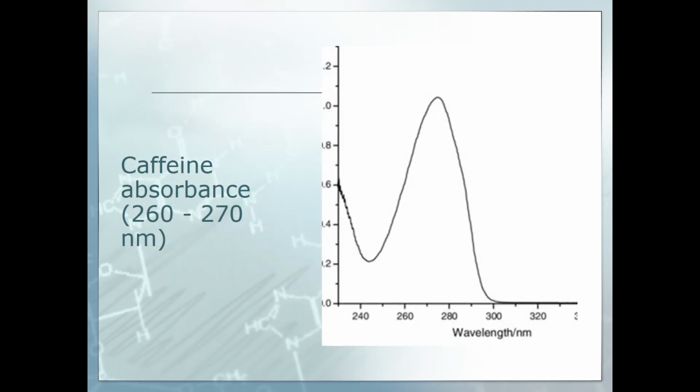Caffeine has an absorbance at 260 to 270 nanometers. This is really important to know, what wavelength it absorbs at, because it allows you to program your HPLC to have the UV detector detecting at this particular wavelength.